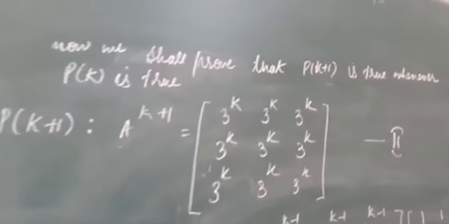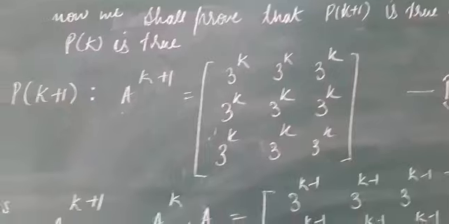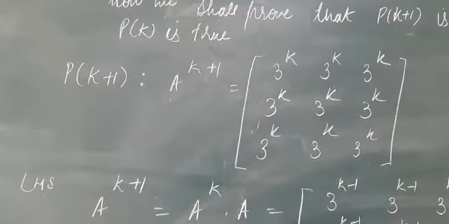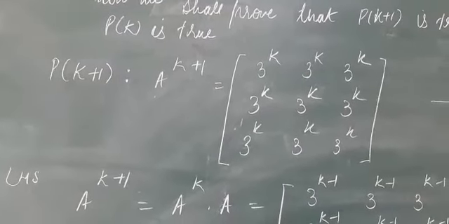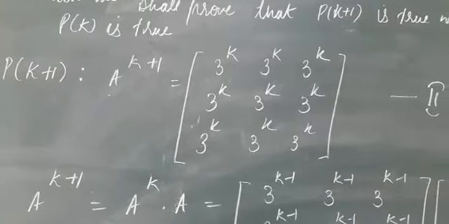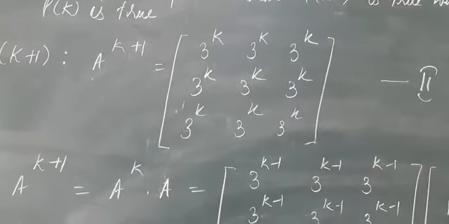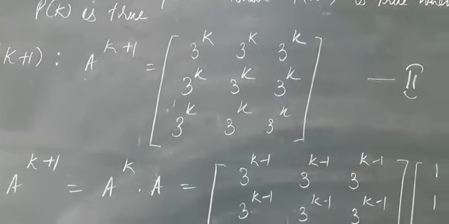Now we shall prove that Pk plus 1 is true whenever Pk is true. That means Pk plus 1 is A to the power k plus 1 equal to a matrix with each entry 3 to the power k. Right? Mark this as your second equation.